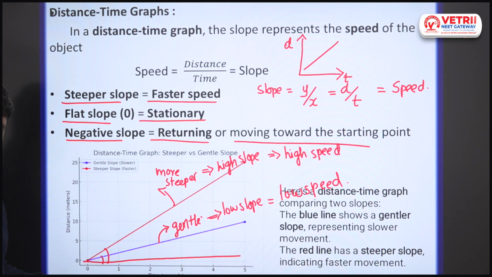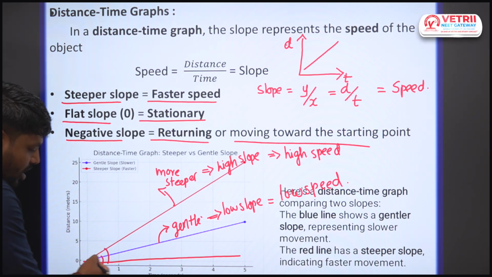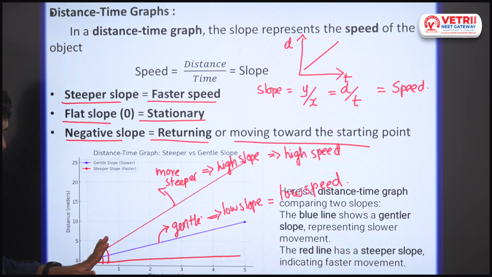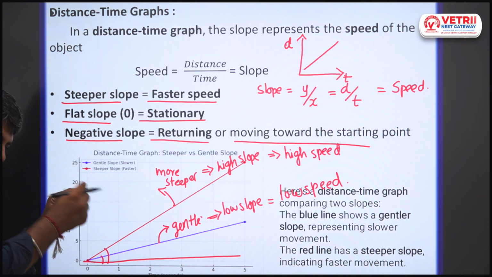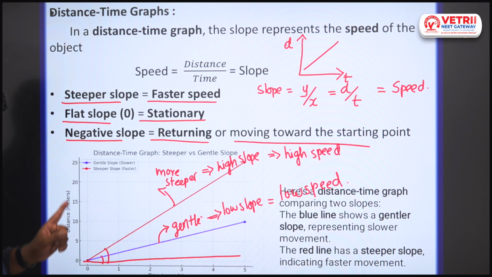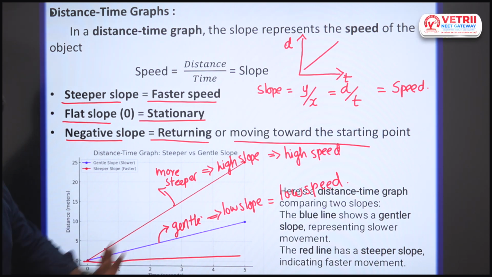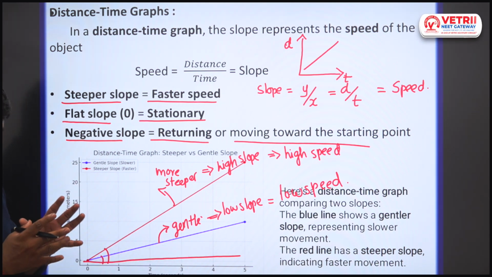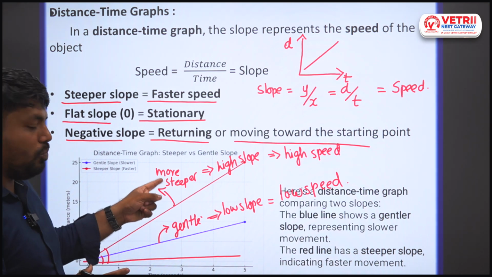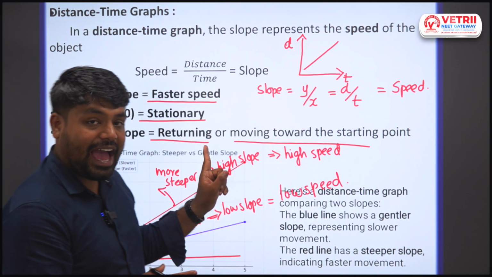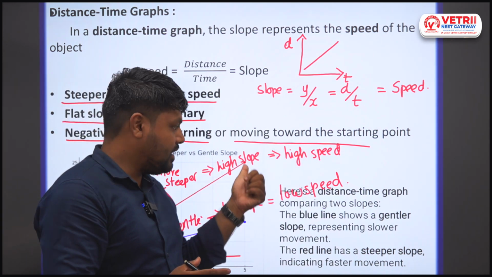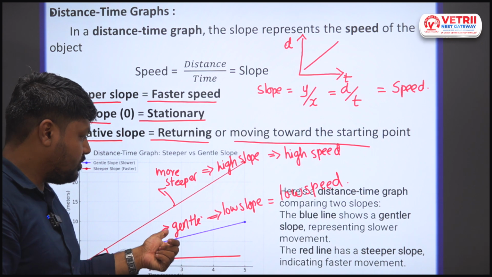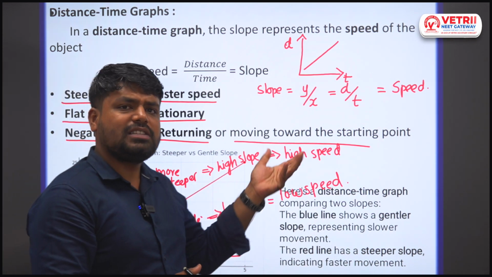See, in distance and time, first you have to draw a horizontal line. Compare both graphs. Which one has the greater angle, the red line or the blue line? Blue line has the smaller angle and red line has the bigger angle. Form the angle with the horizontal line. Wherever the angle is greater, you can say it is more steeper, which means it has high slope. In distance and time graph, slope gives you the speed. High slope means high speed. Gentle slope means low slope. Low slope means low speed.